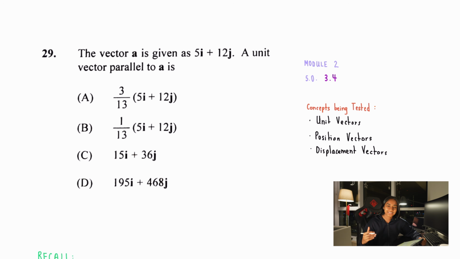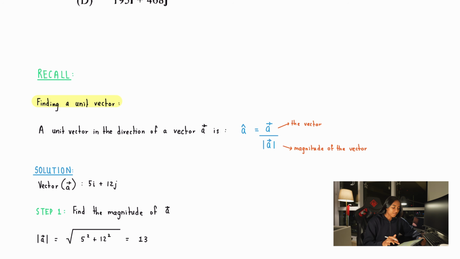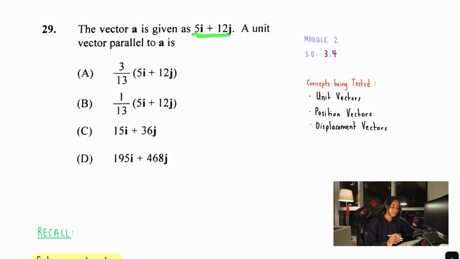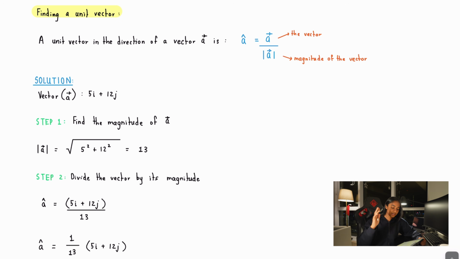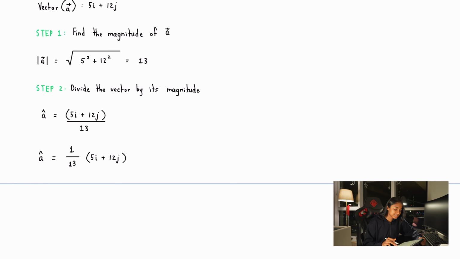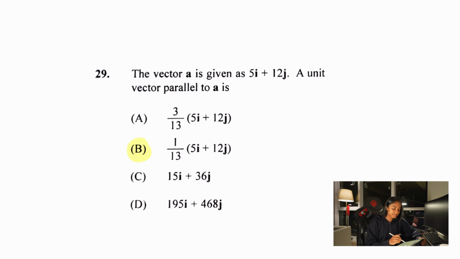Coming in again with vectors in 29, the vector a is given as 5i plus 12j. A unit vector parallel to a is which of these? So, finding a unit vector. Always remember, a unit vector in the direction of any vector, a in this case, is equal to the vector over the magnitude of the vector. We already have the vector itself. All we need to do now is find the magnitude of a. We know the formula already, so we square, add, and then take the square root. We get 13. So we divide the vector by its magnitude, and it was as simple as that. We put it into the recognizable form that they use here, and in this case, the answer is B, 1 over 13, 5i plus 12j.